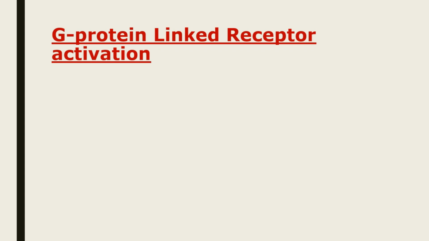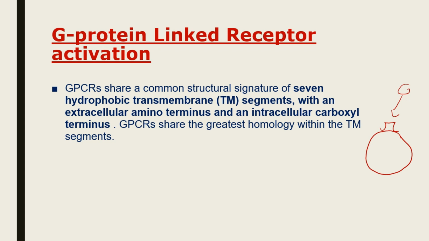So as we have talked about, every cell needs a special receptor so that the hormone can act upon it and form a complex. These receptors are known as G protein linked receptors. So GPCR, that is G protein coupled receptors, share a common structural signature of 7 hydrophobic transmembrane segments.